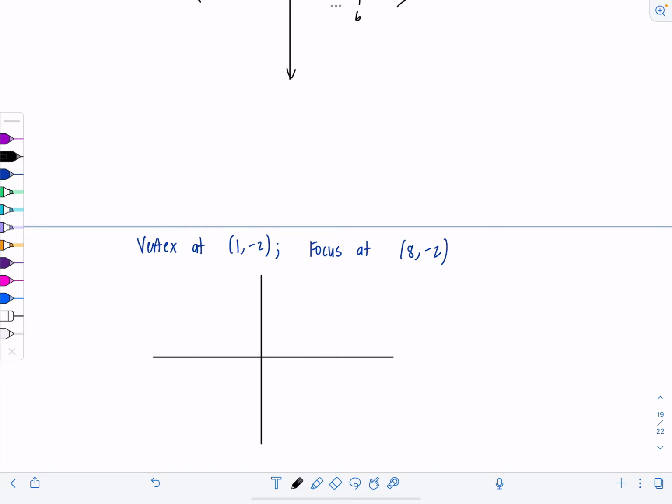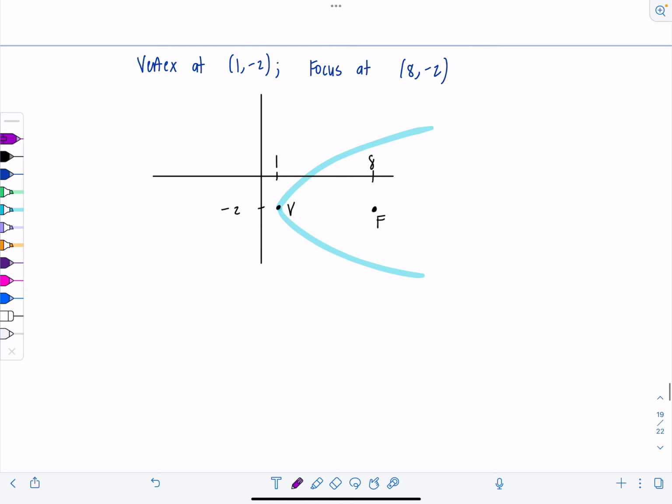Vertex is at (1, -2). There's the vertex. And then the focus is at (8, -2). There's the focus. And remember, the parabola always looks like it's going to eat the focus. So it has to open up this way. So that means it's a y squared parabola. See how graphing really helps?